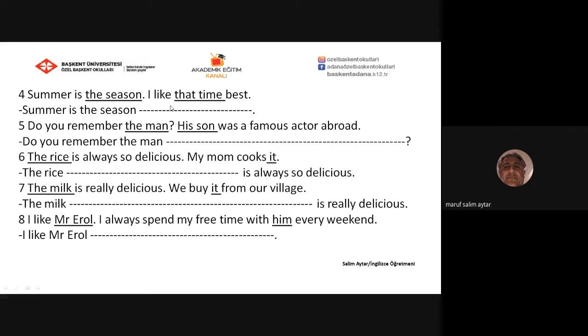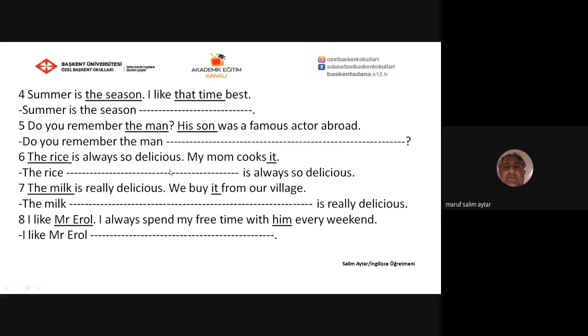Summer is the season. I like that time best. So, are we going to define the season here, or are we going to give extra information about it? Watch out. Do you remember the man? His son was a famous actor abroad. The same question is valid here, okay? And be careful about the relative pronoun here, okay? Because it will show possession.